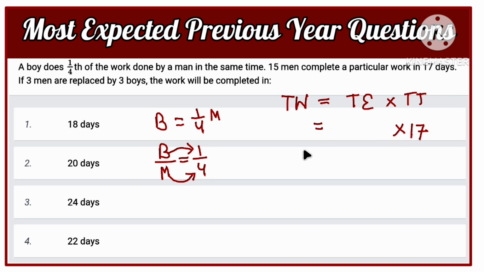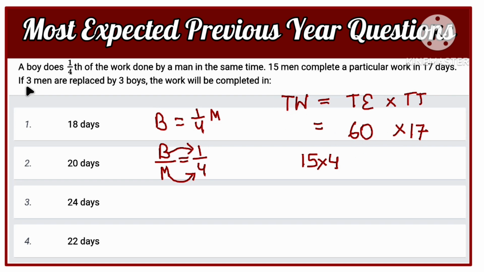Now we have 15 men. So the efficiency of one man is 4. So the efficiency of 15 men will be 15 into 4, that is 60. So here total efficiency is 60. Like this you can find out the total work, that is 60 into 17. No need to calculate, just leave it like this. We will calculate at the end.